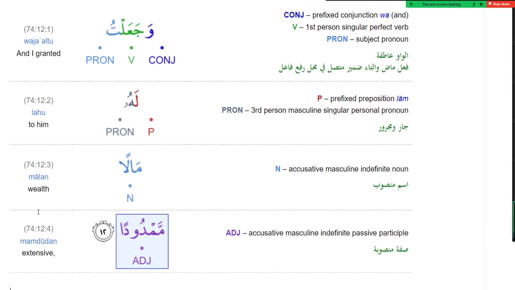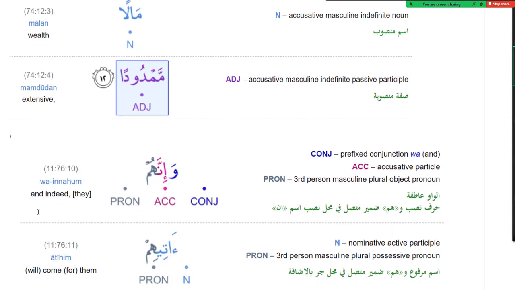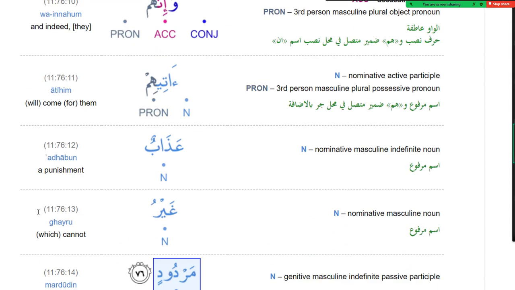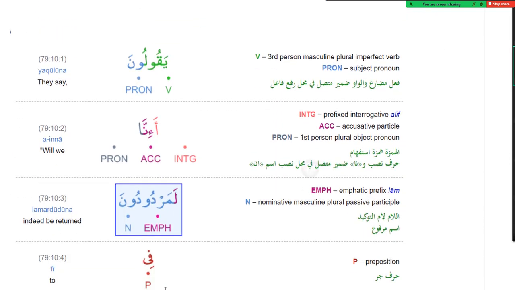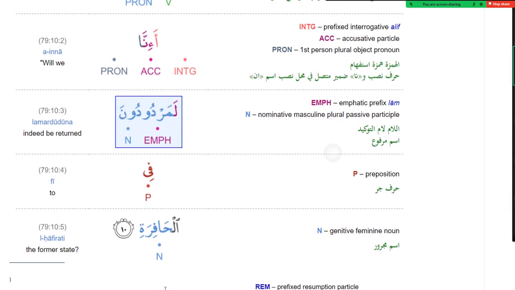And why is it mansub? You know it, right? Very good. So I granted him extensive wealth. فَإِنَّهُمْ آتِيهِمْ عَذَابٌ غَيْرُ مَرْدُودٍ, from radda yaruddu. Indeed, there will come to them a punishment which cannot be repelled. So mardud is from radda yaruddu. يقولون أئنا لمردودون في الحافرة.